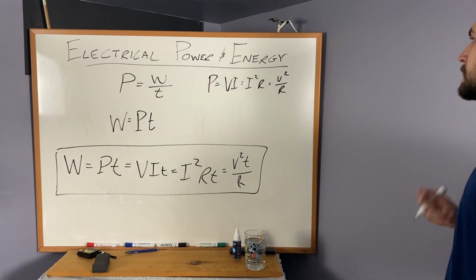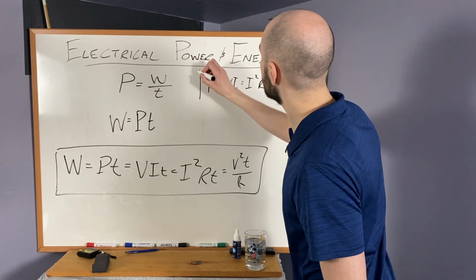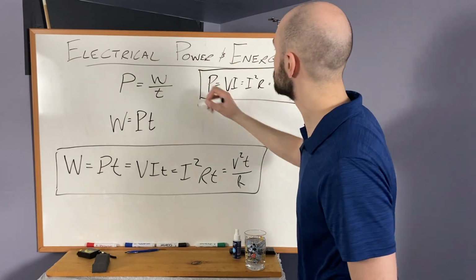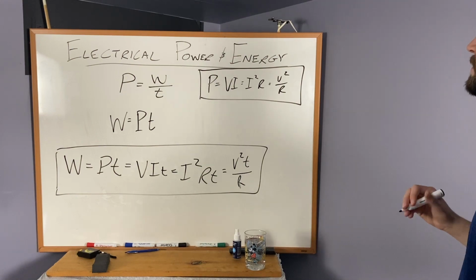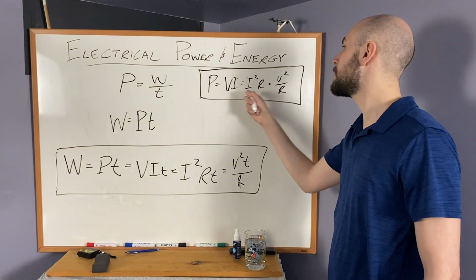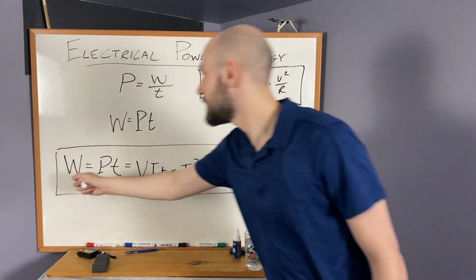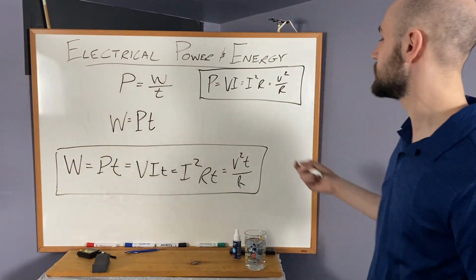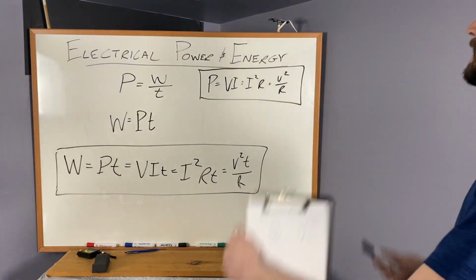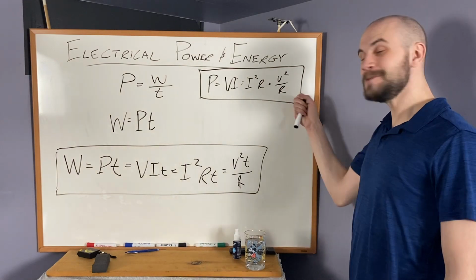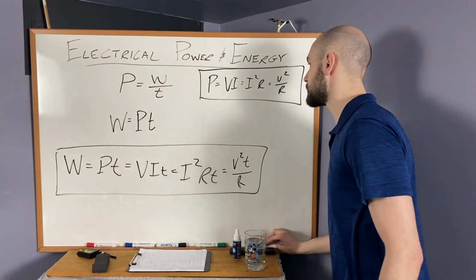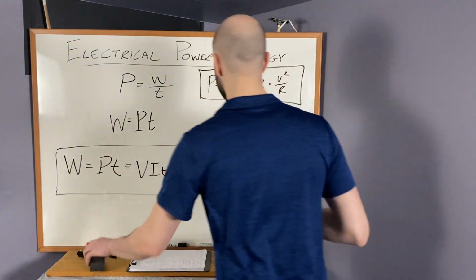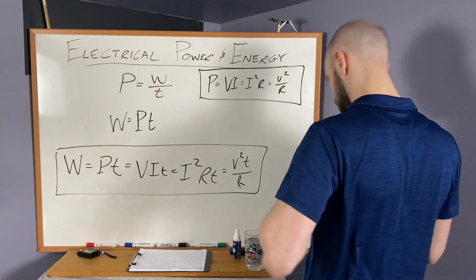Okay. So like I said before, these are the two most important strings of equations that we want for this particular lesson. Here's how you can find the power from any circuit element, and here's how you can find the energy used by any circuit element. All right, let's use these and work out some problems. Make sure you write this down. I'm going to erase.